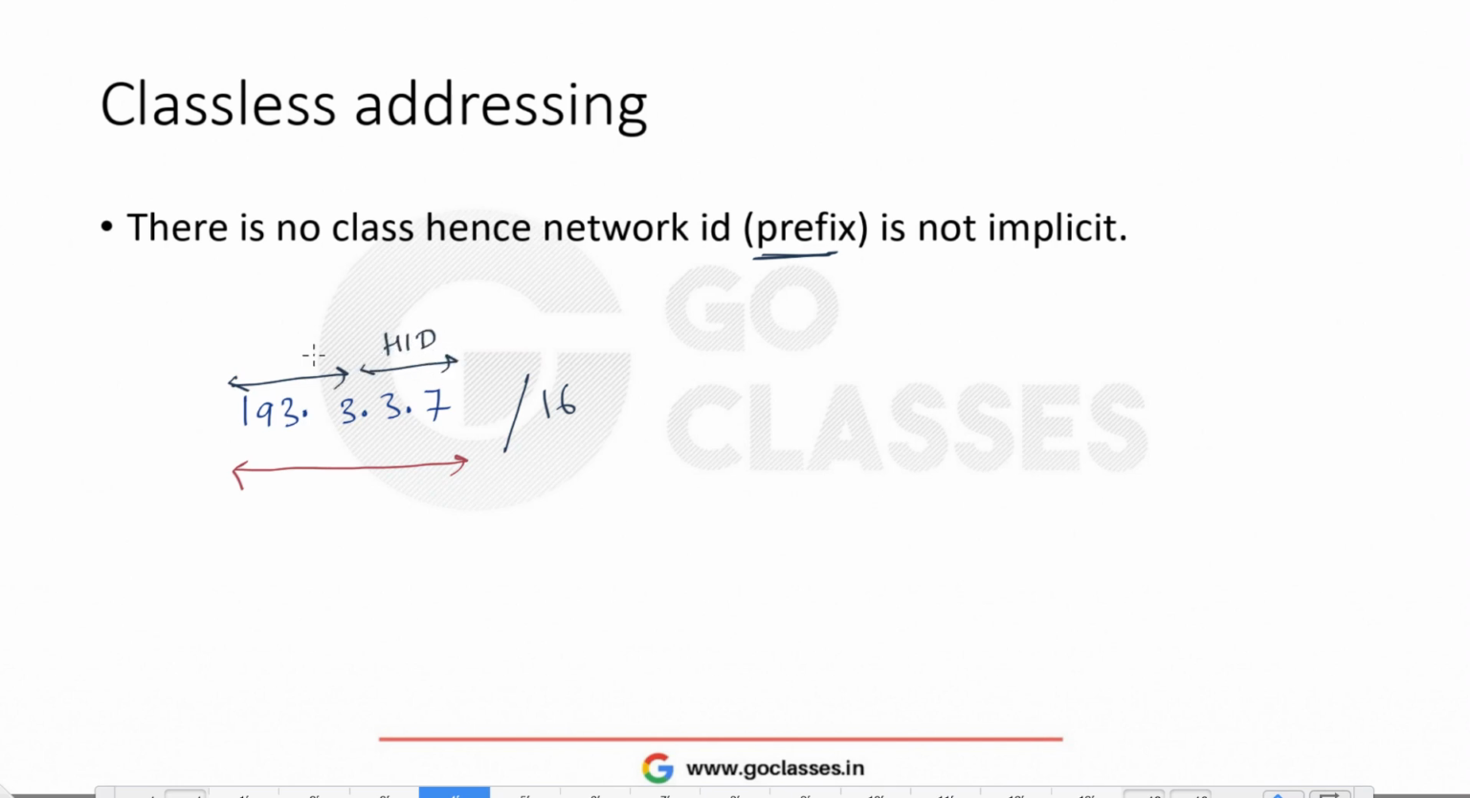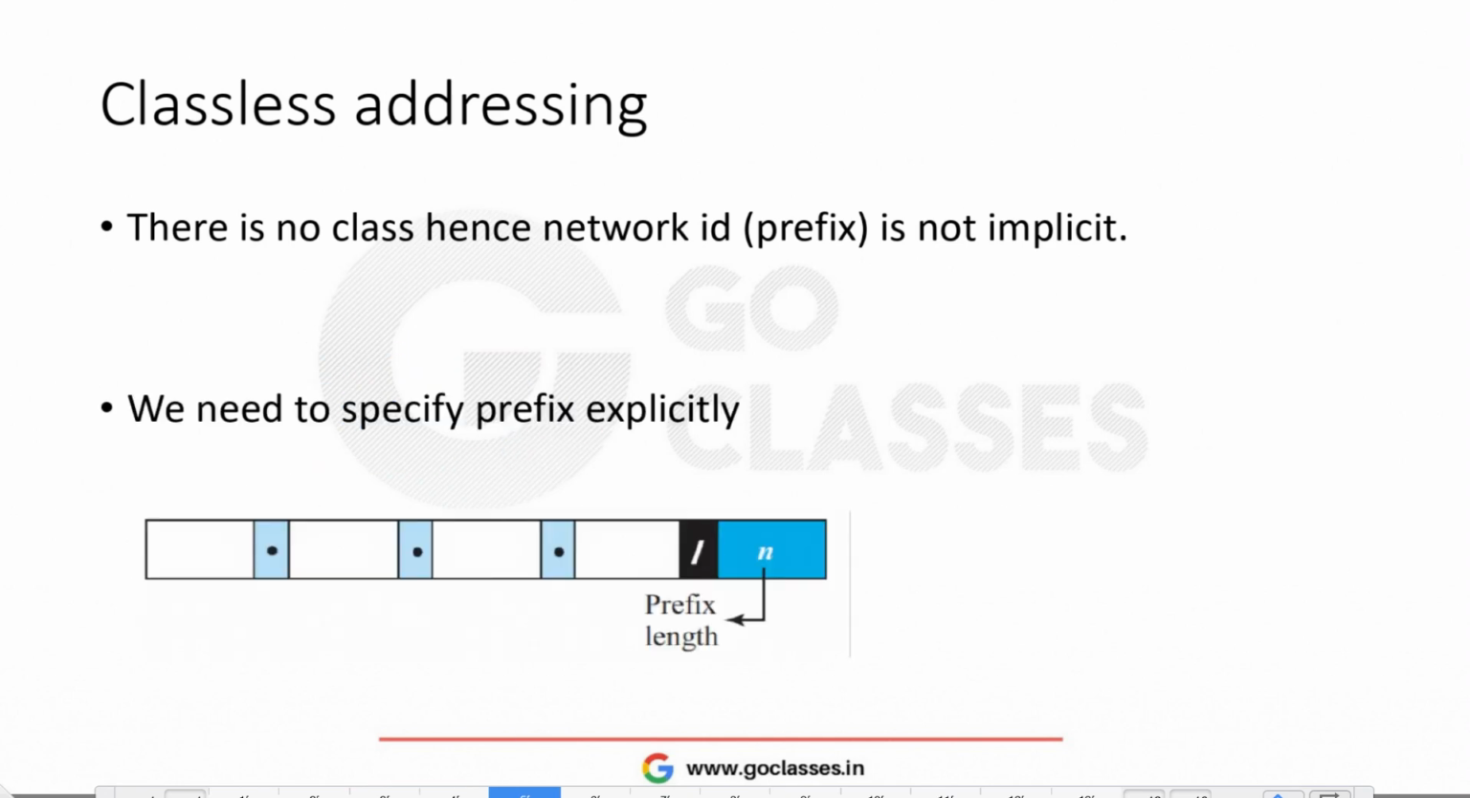This is host ID, this is network ID, right? And how did we get to know this is the network ID? Because we have explicitly specified it. So we need to specify the prefix explicitly, and generally we do it using the slash notation. So slash 16, slash 17, like that.